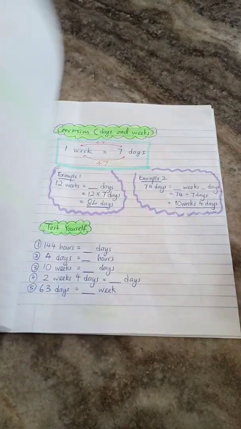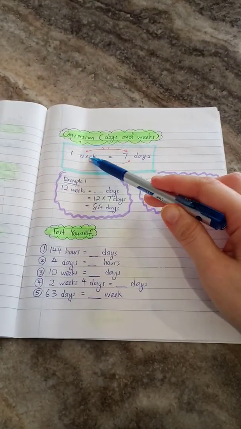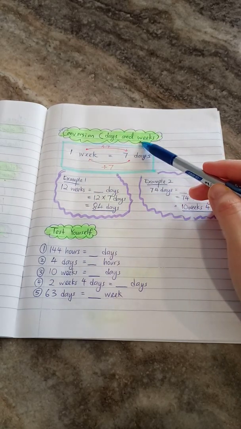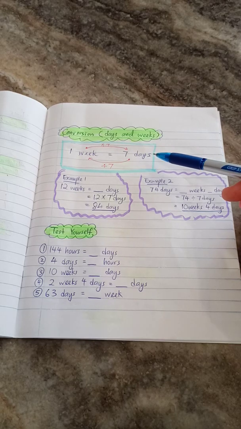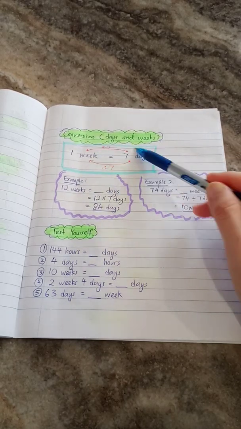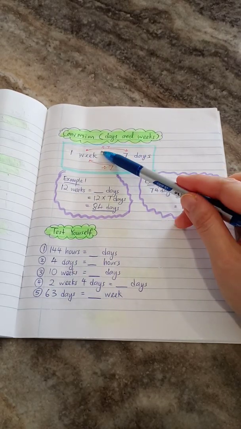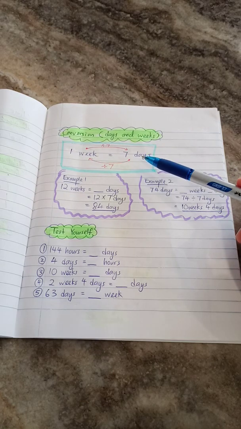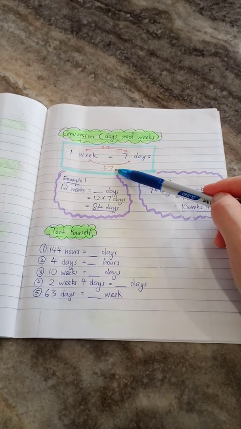Next, conversion for days and weeks. For days and weeks, you have to remember another formula, which is 1 week equals 7 days. Like just now, look at the arrow. To convert weeks to days, you have to multiply by 7. And vice versa, days to weeks, divided by 7.